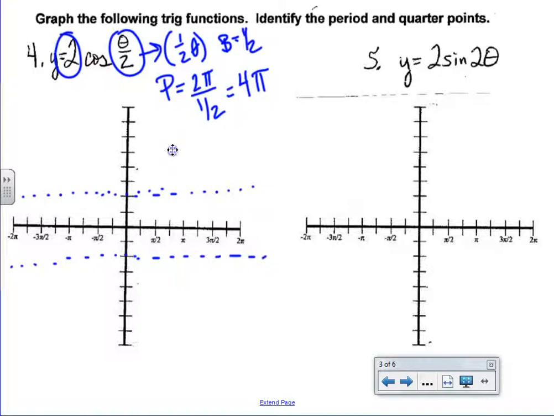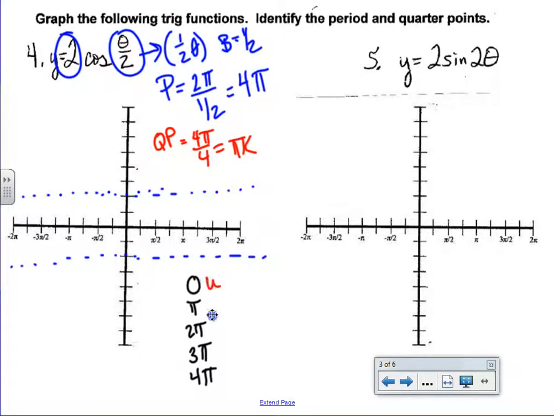So now I'm going to mark off every quarter point. I'm going to take the period, 4 pi, and divide it into quarters, which means I'm going to mark off every pi. So I'm going to jot it down here. Starting at 0, I'm going to mark off 1 pi, 2 pi, 3 pi, and we're actually going to run out of room. We're not going to be able to graph it all in this direction.